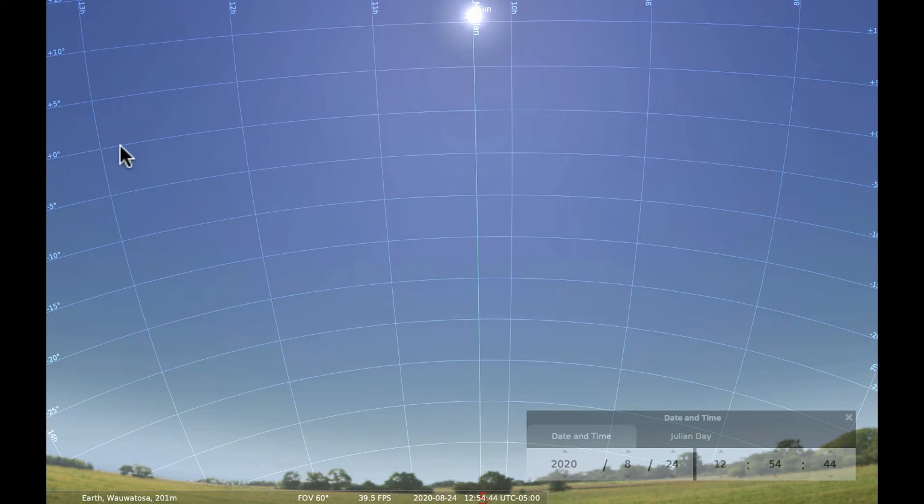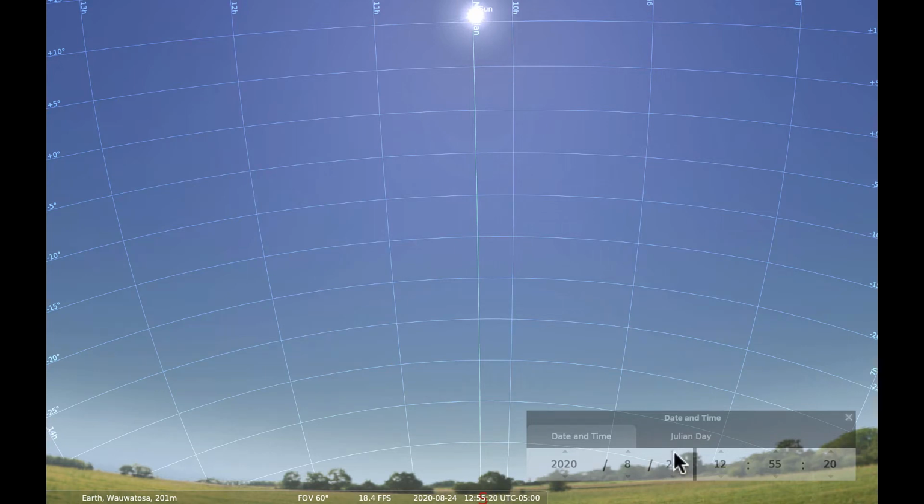So notice these lines right here of declination. 0 degrees is the celestial equator. Once again, if you think about this enormous celestial sphere spinning around us, that is the equator or the waistband of the celestial sphere. It's 90 degrees from the poles of the celestial sphere. The sun right now is about 11 or 12 degrees above the equator, and notice that the celestial equator is about 5, 10, 15, 20, 25, 30, 35, 40, 45 degrees above our horizon while we're here in Wauwatosa, Wisconsin.